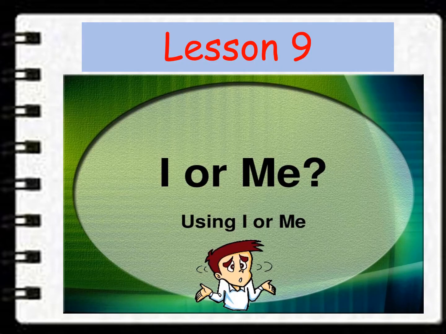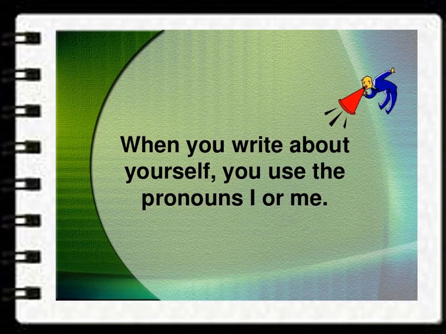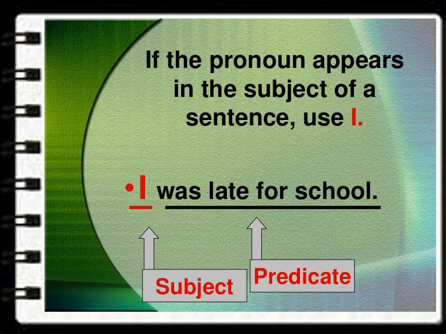Let's begin with your Lesson 9, the use of I or me. When you write about yourself, you use the pronouns I or me. If the pronoun appears in the subject of a sentence, use I. Take a look at the example. I was late for school. I is our subject and was late for school is our predicate. So we use I as a subject.